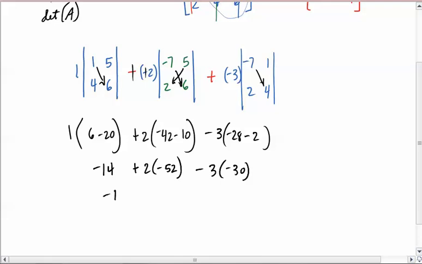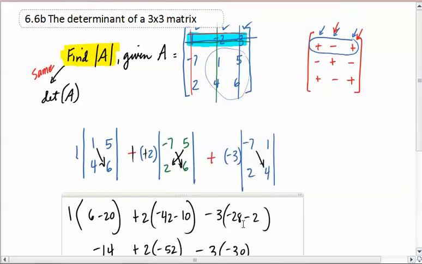Okay, so here we are. We have -14 minus, what is that, 104 plus 90. And let's see what we get. And we get a -28. Now that is the determinant of that 3x3 matrix.